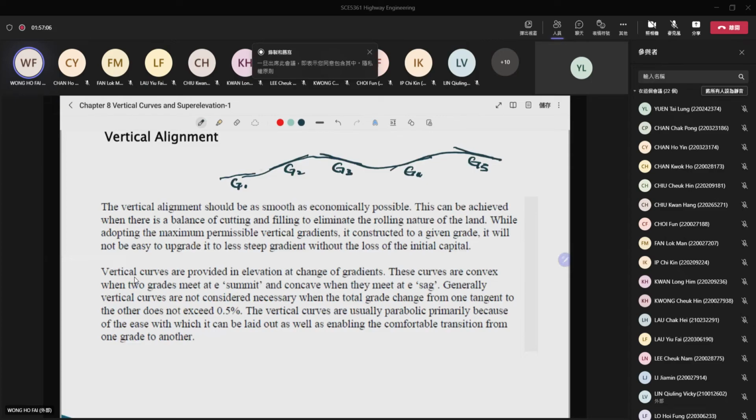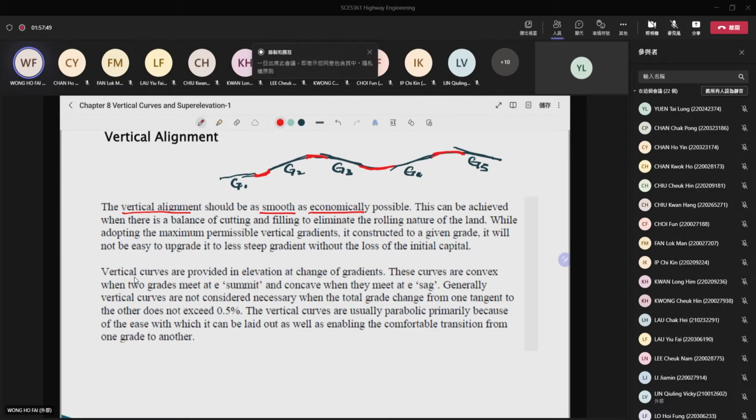And this is what we call the vertical curve, when you have the change of the gradient from 1 to 2, and then from 2 to 3, and then from 3 to 4, and then from 4 to 5. These are the vertical curves, which connect different gradients, okay? Because you will have your vertical alignment along the road. And you should have a transition from one gradient to another, for the driver's comfort, and it should be smooth, and you should do it economically, okay?